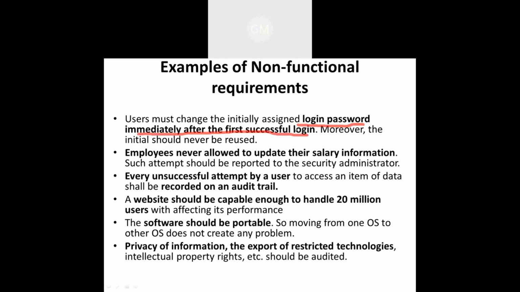Second example is employees are never allowed to update their salary information. In every organization, salary is always decided by the higher authority, and that will be delivered through the accounts department or HR only. But how much salary that particular person has, that information cannot be edited by that particular employee. It is never allowed. That is a non-functional requirement. So this authority should only be with a higher authority person, that is HR or manager or higher authority of that particular organization.